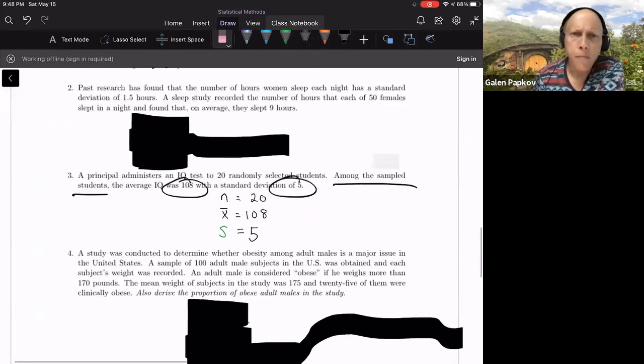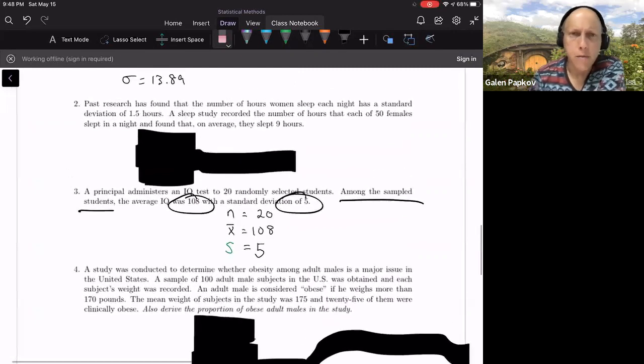So at this point, I'd like for you to pause the video and attempt to write down what you know for problems 2 and 4 with appropriate notation. When you feel that you've got it, feel free to start the video back up to see what the answers are.